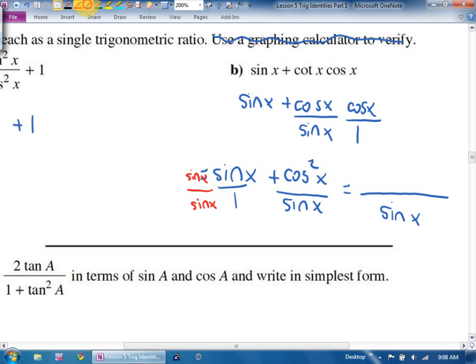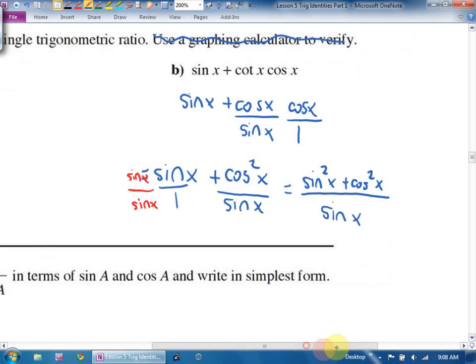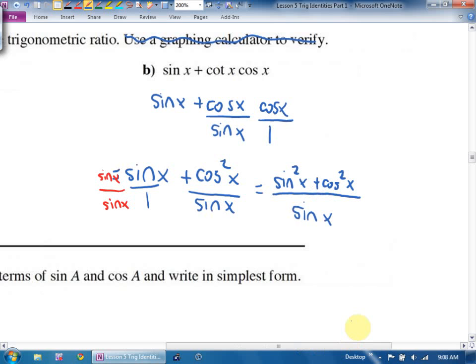Have you seen it yet? Did you get your nerdy adrenaline rush yet? Do you see it? Erwin, what is sine times sine? I have sine squared. And then this is already over sine x, yes? So it's just going to end up there. Have you seen it? What is sine squared plus cos squared? This is 1 over sine x. And oh, pray tell, what is 1 over sine x as a single solitary trig function? Cosecant. There you go.